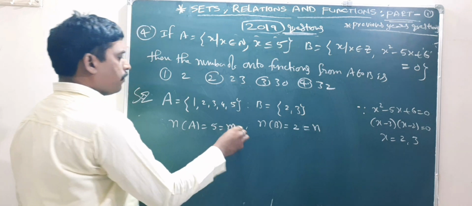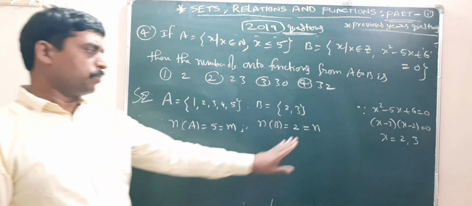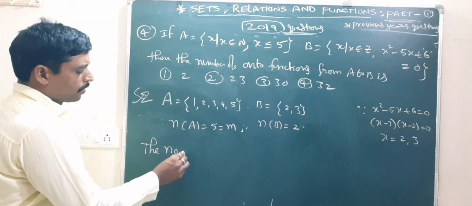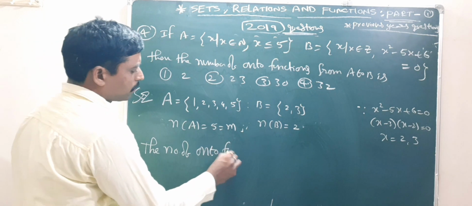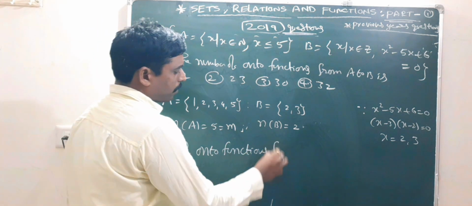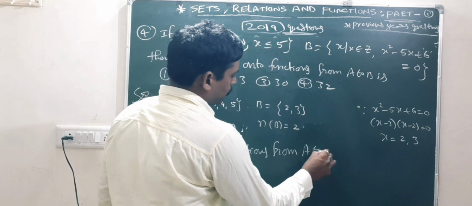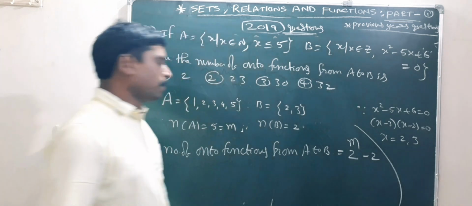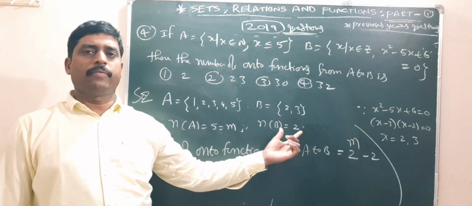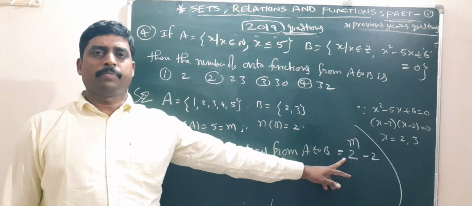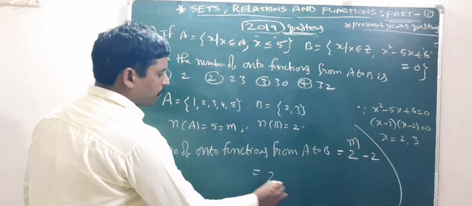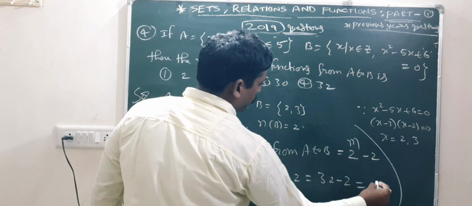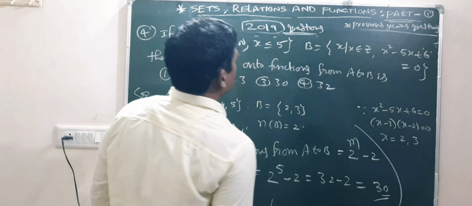So, let us take A having m elements, B having n elements. B having 2 elements. The number of onto functions from A to B. So direct formula is there: 2 to the power m minus 2. If A has m elements and B has exactly 2 elements, then the formula is 2 to the power m minus 2. So 2 to the power m, with m value 5, minus 2, this is equal to 32 minus 2. We got 30. So option 3 is correct.